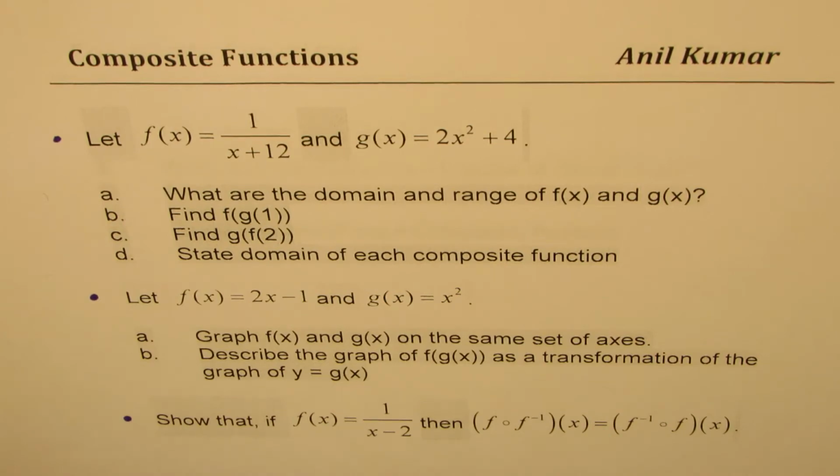Question number 2 is, let f of x be a straight line and g of x be a parabola. Graph them on the same set of axes. Describe the graph of f of g of x as a transformation of the graph of g of x, right? So we'll get a composite function and we have to describe it as a transformation of a parabola.